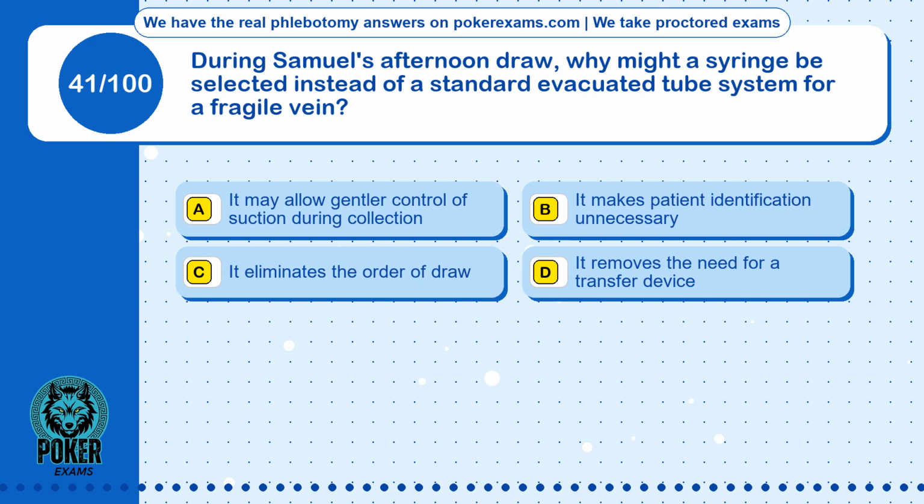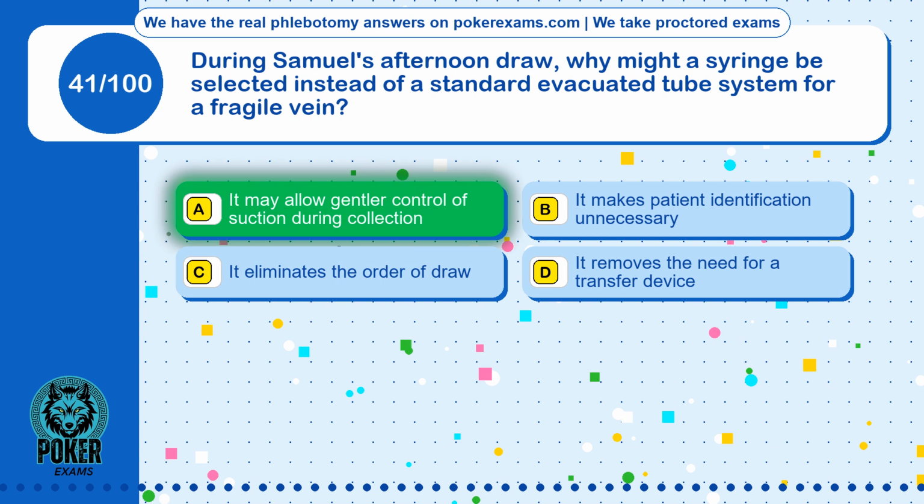Question 41. During Samuel's afternoon draw, why might a syringe be selected instead of a standard evacuated tube system for a fragile vein? Option A. It may allow gentler control of suction during collection. Option B. It makes patient identification unnecessary. Option C. It eliminates the order of draw. Option D. It removes the need for a transfer device.